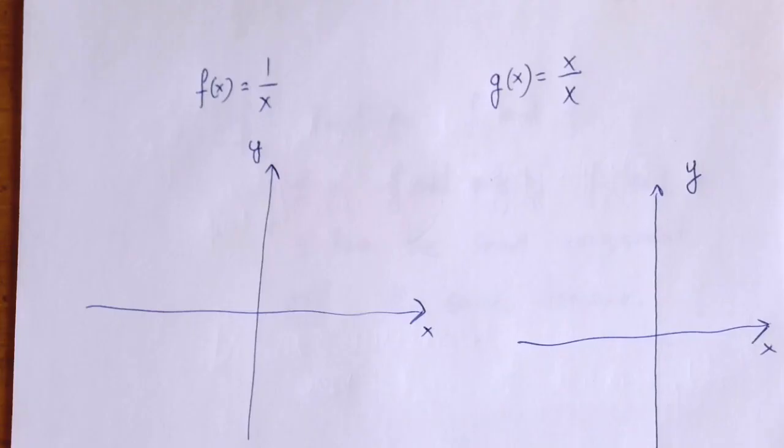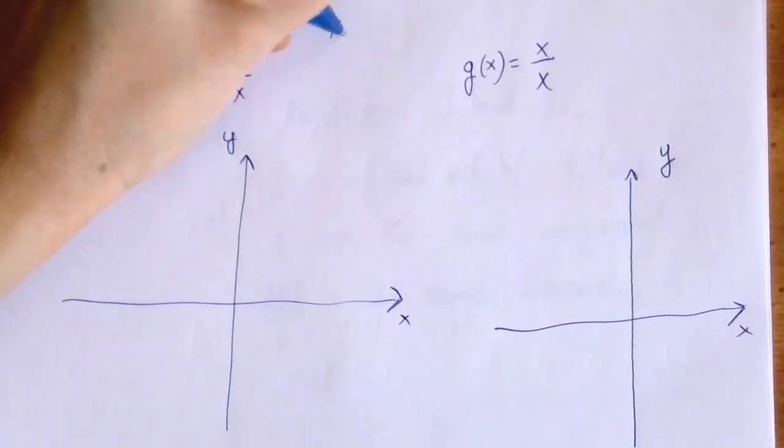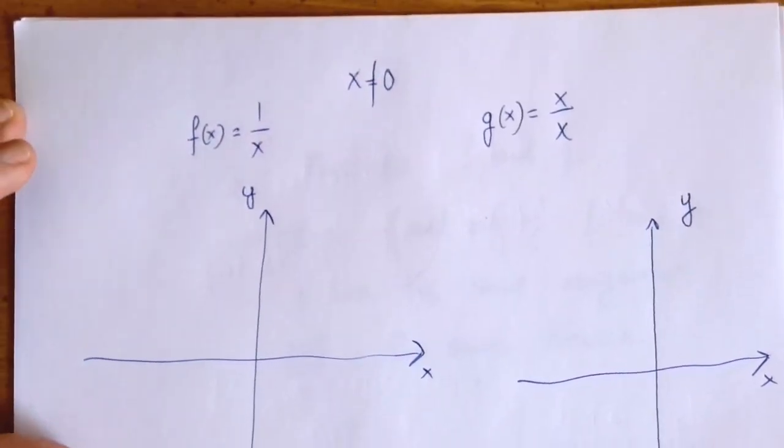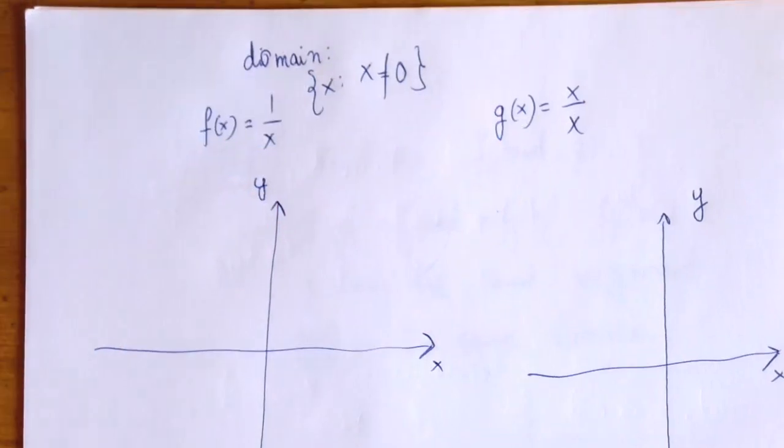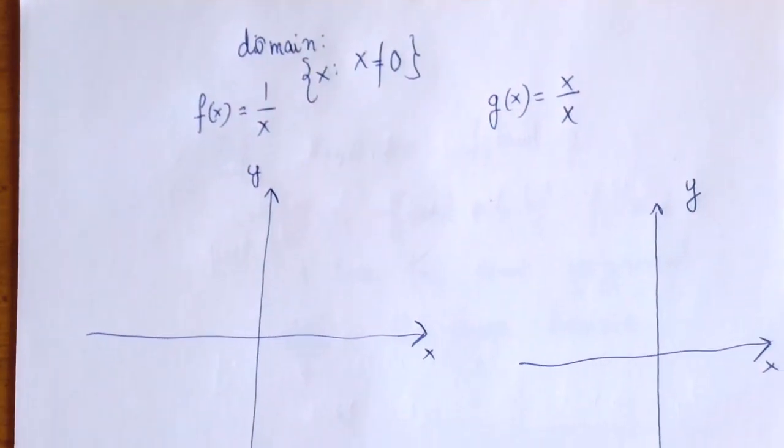Consider the functions f of x equals 1 over x and g of x equals x over x. There are similarities. For example, f and g have the same domain. Basically, x cannot be 0 because x is in the denominator in both expressions. But they don't behave quite the same.